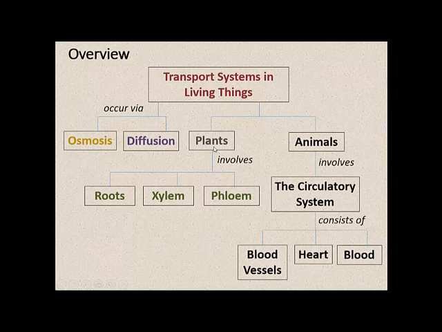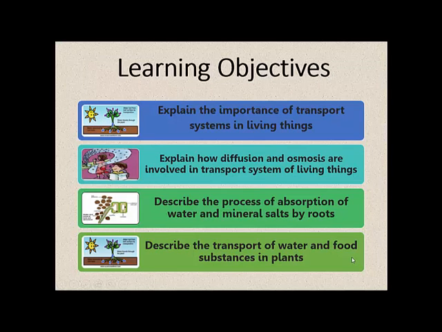For plants, it involves the root, xylem, and phloem. For animals, you will be learning about the circulatory system. It consists of blood vessels, the heart, and blood. In this lesson, you will learn about the importance of transport system in living things. Also, on how diffusion and osmosis are involved in the transport systems.